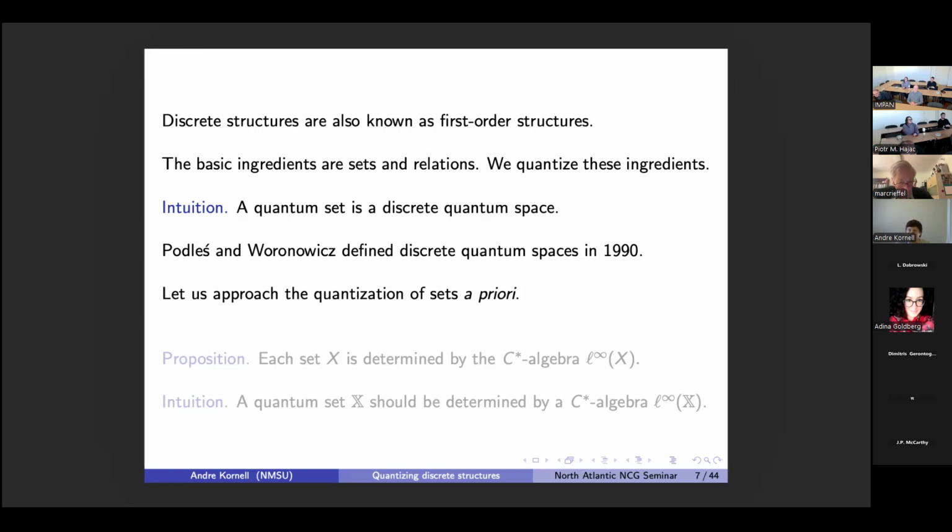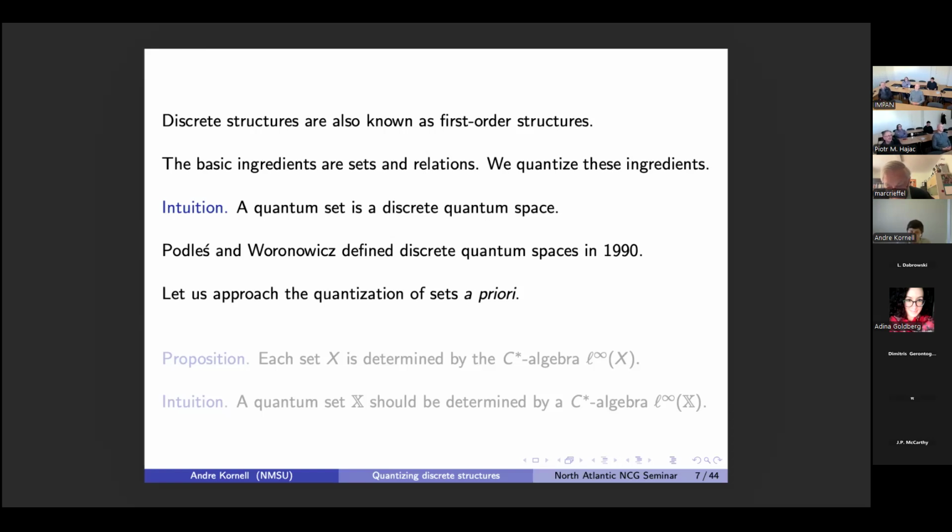Let me just congratulate you on your perfect pronunciation of Podleś and Woronowicz. Chapeau bas. Thank you. I appreciate it. I may need to pronounce their names again this talk, and I'm not sure that I'll get it right the second time. Okay. But I appreciate the encouragement.